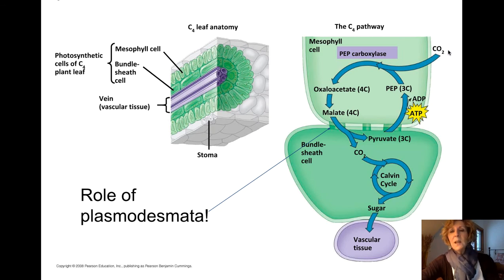So here's what happens. CO2 comes in C4 cells, and it is fixed via PEP carboxylase into a 4-carbon compound called oxaloacetate. You may remember this from cellular respiration. Same compound. And so then this is transferred very quickly to a 4-carbon compound called malate. Malate is transported via the plasmodesmata. Remember, those are kind of the openings that allow the cells to kind of shunt things back and forth.